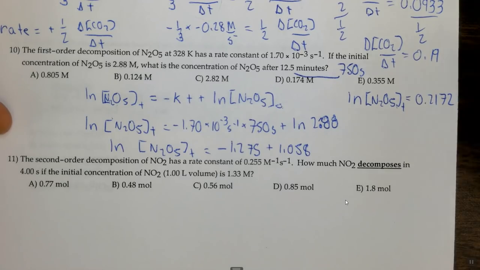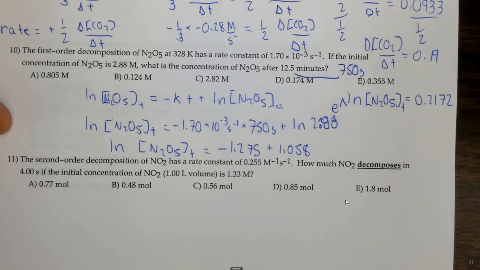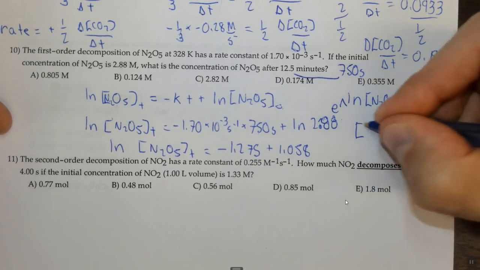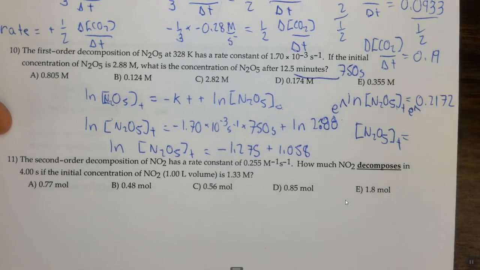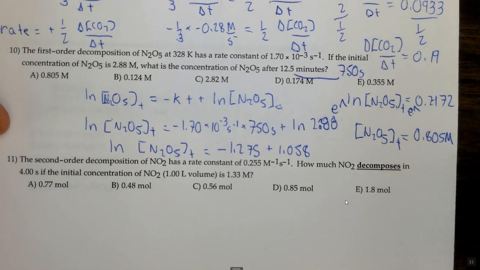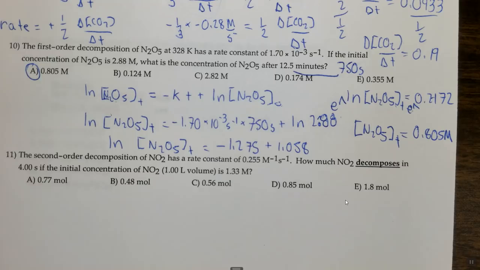Now in your calculator, you have to do the opposite of the ln, which is e to the x, so e to this power. In this case, e to the ln is the concentration of N2O5 at some time. The ln just disappears. E to this, you have to do in the calculator, and you get 0.805 molar. So after the 12.5 minutes, the new concentration is 0.805 molar. Choice letter A.